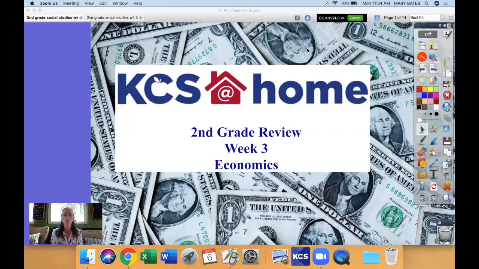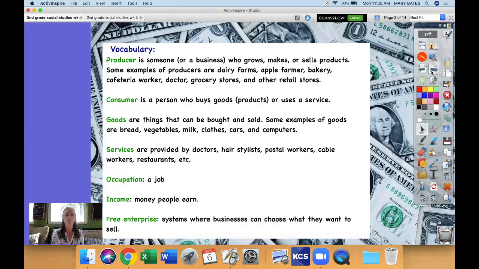This week, we're going to review economics. Remember, economics is how people use the money that they have to buy goods and services that they need and want. In an economy, you also have people who produce or make things to sell. You have other people who provide services to help others and meet their needs and wants. So let's get started with our lesson by first going over some vocabulary words.